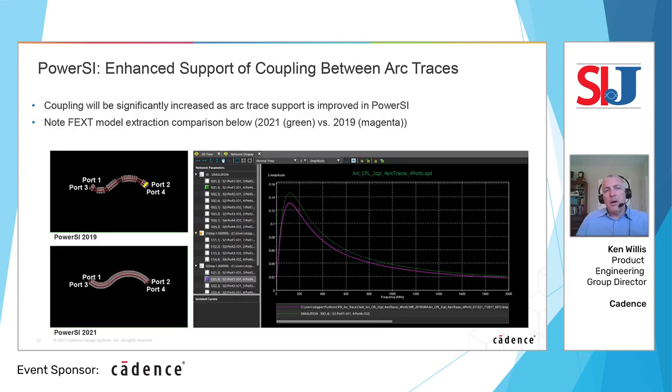Another improvement for Power SI is the enhanced support for coupling between arc traces. So arc traces have been used in RF designs for a long time, but are now being increasingly used in high-speed digital design. The ability of Power SI to handle these types of traces with the hybrid solver means that you don't have to immediately go to a more computationally expensive full wave solver to do this type of analysis.